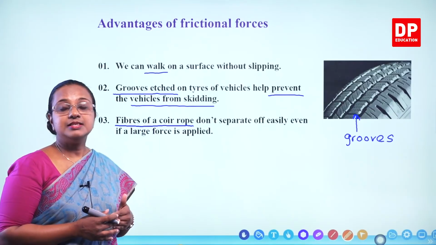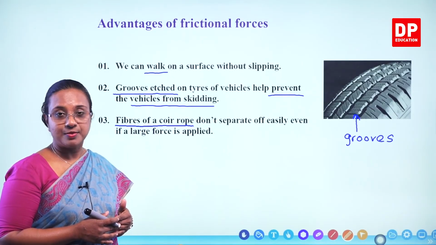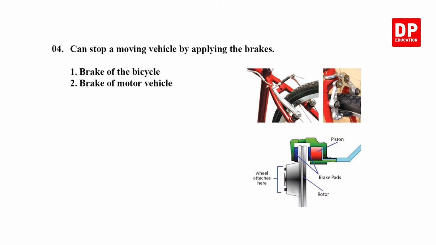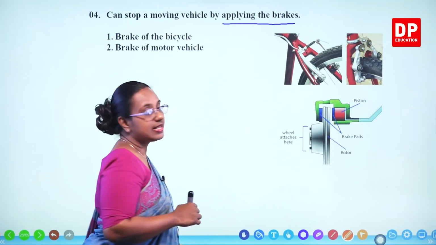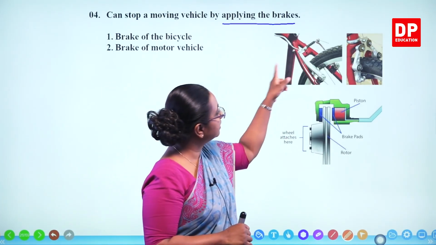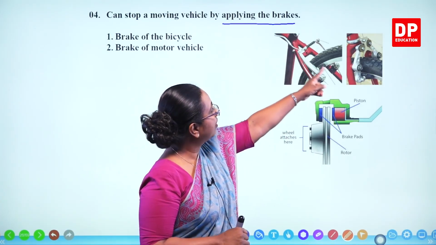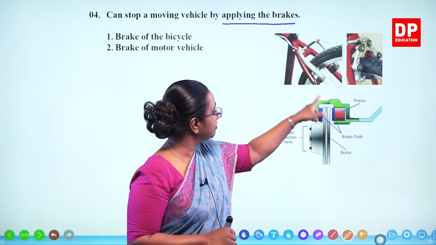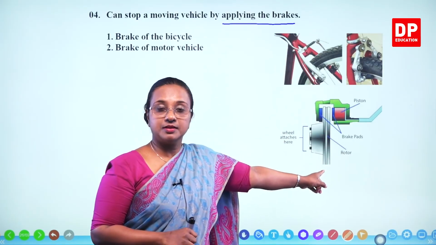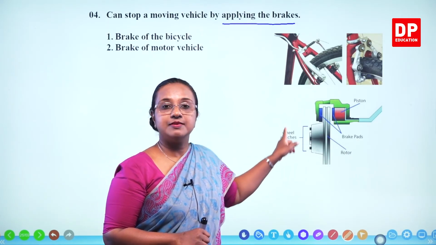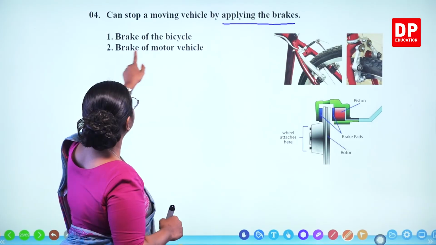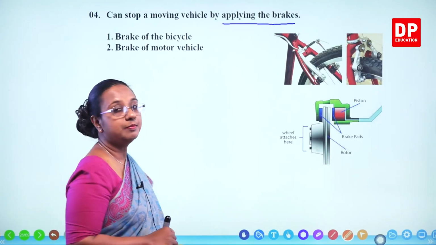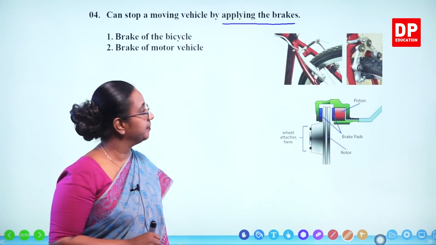Let us discuss a few more advantages. We can stop a moving vehicle by applying the brakes. So when we say brakes, you can see in the picture the brake of a bicycle and the brake system of a car or a vehicle. So here there are two types, the brake of the bicycle and the brake of a motor vehicle.